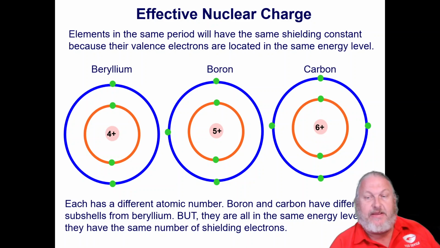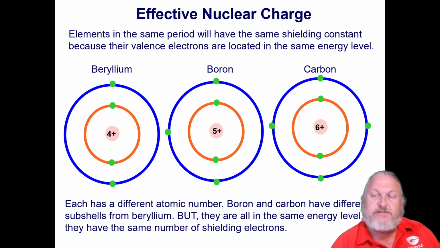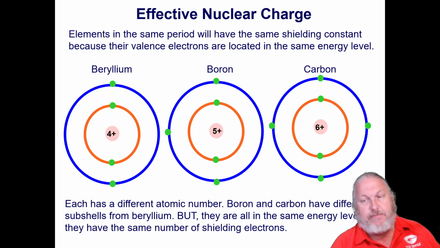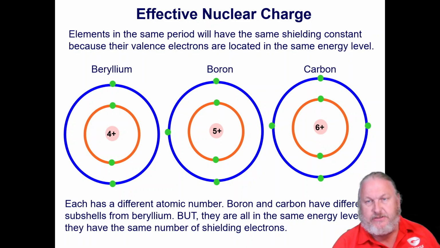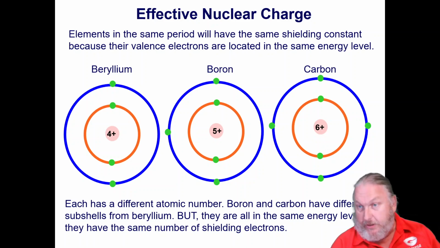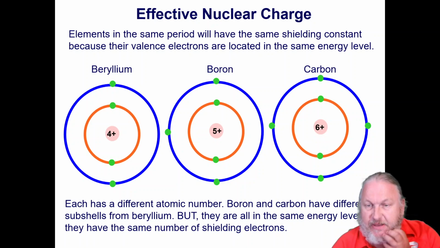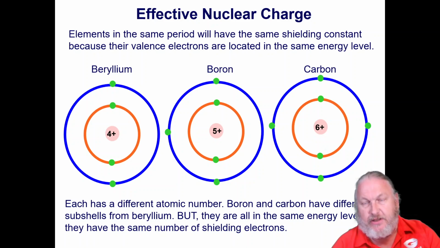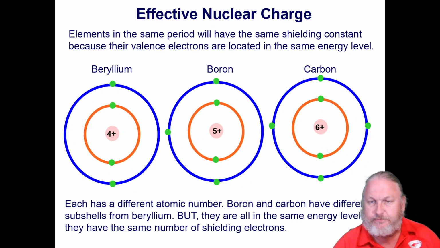Now, each of these has a different atomic number, right? Because there's a different number of protons. So boron and carbon have different subshells from beryllium, right? But they're in the same energy level. Beryllium's in the 2s. Boron has 2s2 and 2p1. Carbon 2s2, 2p2. They're in the same energy level, that second energy level. So they have the same number of shielding electrons. They're on that same row.